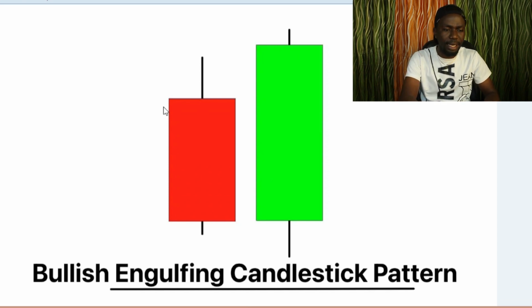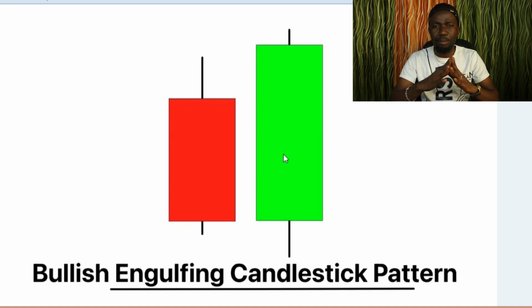You can clearly see that the price opened here. Formerly the sellers were in charge of the market, pushing the price down, right? So that is why the price opened here and went all the way to this point. Then what happened? The buyers now step in. Once the market got to a support level, the buyers step in and push the price up to the extent that the price engulfs above this red candle. That is what I call a bullish engulfing pattern. It tells you that the buyers have stepped in, that the buyers are strong and active in the market.